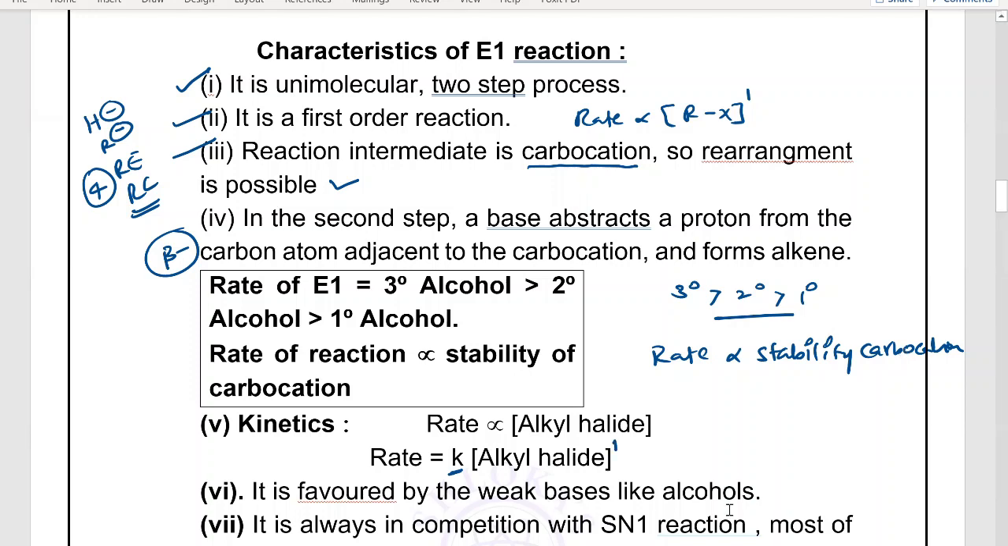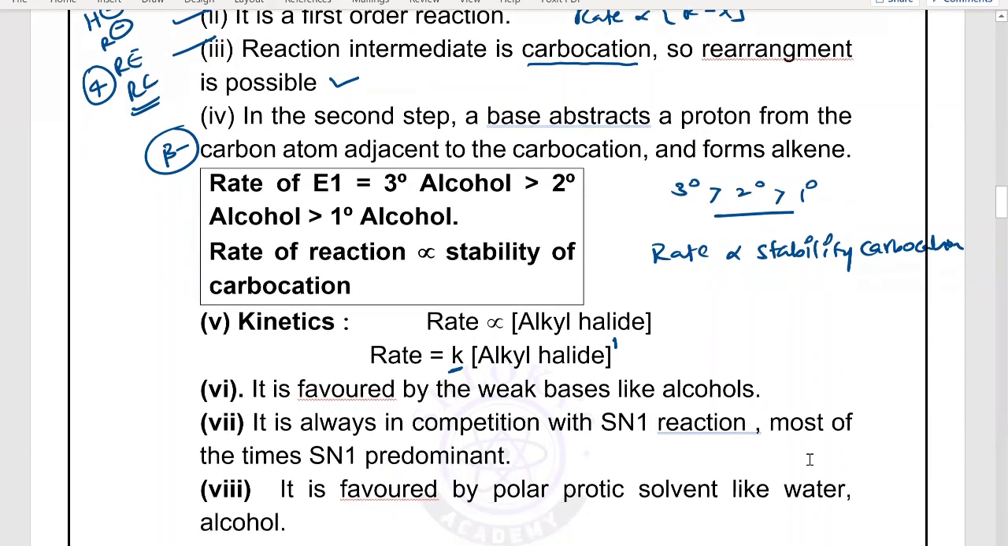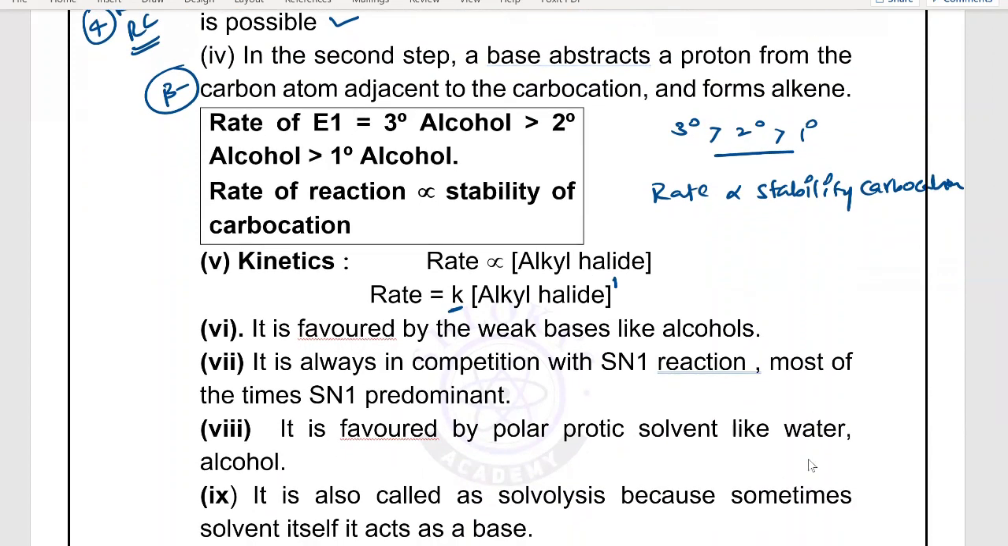It is favored by weak bases like alcohols. And it is always in competition with SN1, and most of the time SN1 dominates over this one, because for SN1 also the order is first order, and for E1 also the order is first order.